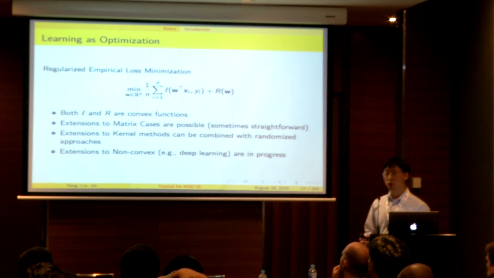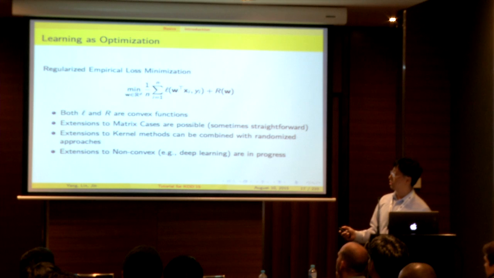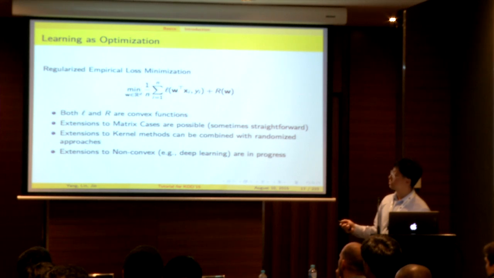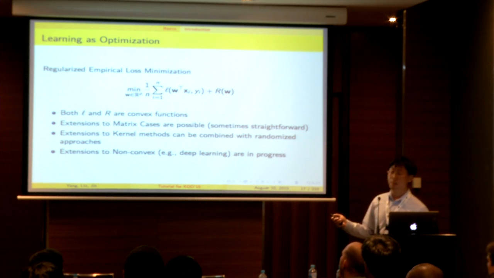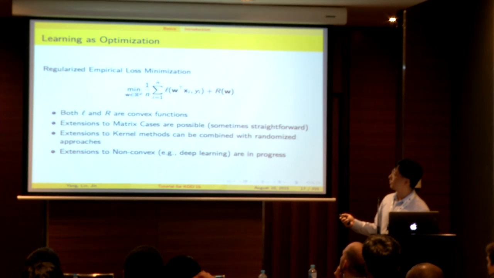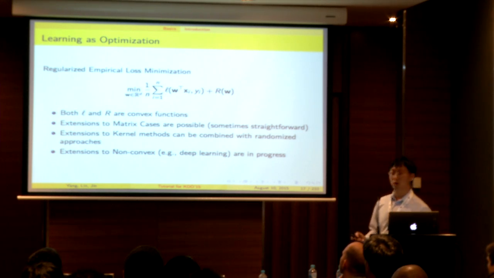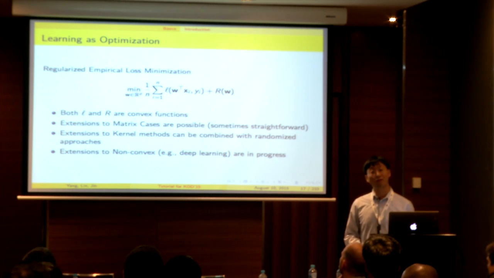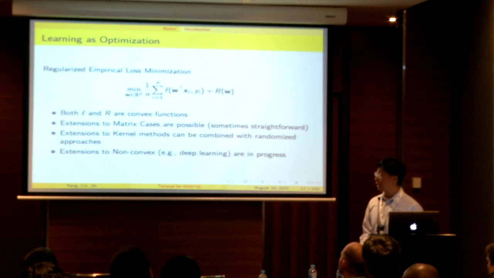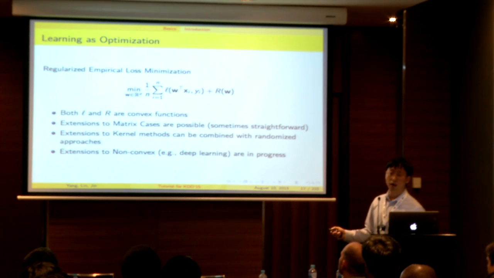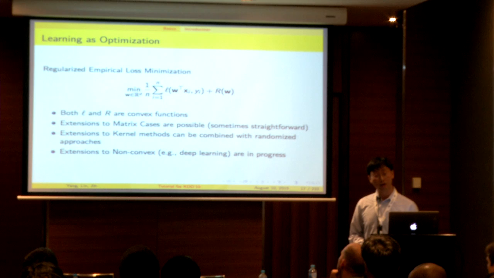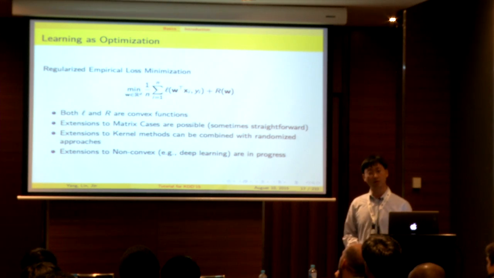Okay, so in this tutorial, we are going to focus on this general formulation. We have this objective, where one part is the empirical loss and another part is the regularization. Here, I absorb the regularization parameter lambda into this R function. And here, we assume both the loss function and the regularization are convex functions. So the problem is a convex optimization problem. And here we focus on this vector for the parameter. And extensions to matrix cases are possible and sometimes are even straightforward.